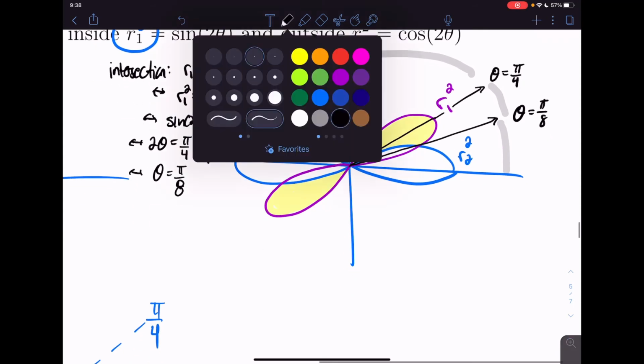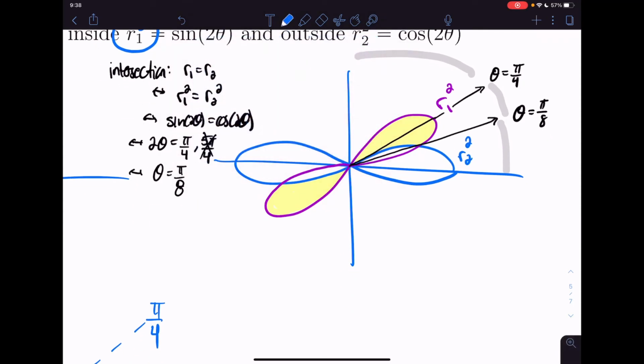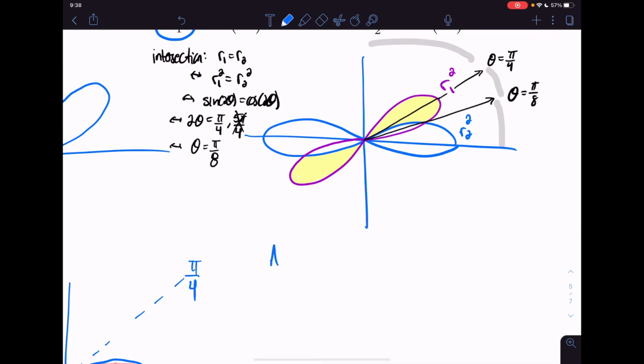And so what that means is that the area that we're actually looking for here is twice the following sum. We're going to take this petal and we're going to add it to this weird partial petal.